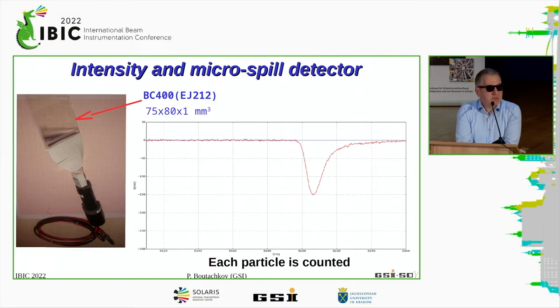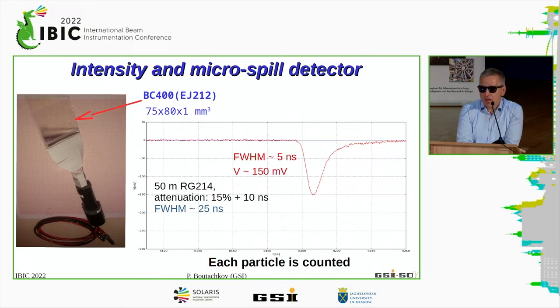This matters because we use it for the calibration of our intensity measurement devices, which I'll show you in a minute. A few things to keep in mind. The typical width of these pulses is about 5 nanoseconds right after the detector, and this of course matters for how fast you can count. If you cannot put electronics nearby, we have to go further away, and then the signal is broader. An example here is about 25 nanoseconds after a 50-meter cable, which was used in this case.